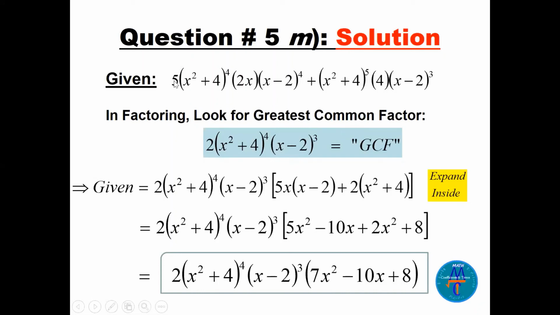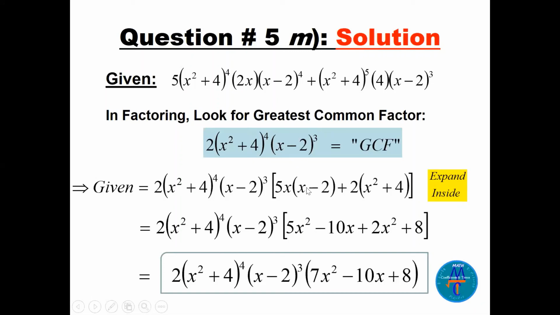See, here we have 5. There is no 5 here. 2x there and 4 is there. So 2 is common. First I decide about the greatest common factor. I told you about power 4, because it's the smallest power, and here power 3. This is the power 3, x minus 2 cubed. So this one is common in this term and in this term. Take it out. You see, this is out here. This is power 4, this is power 3, this is 2.